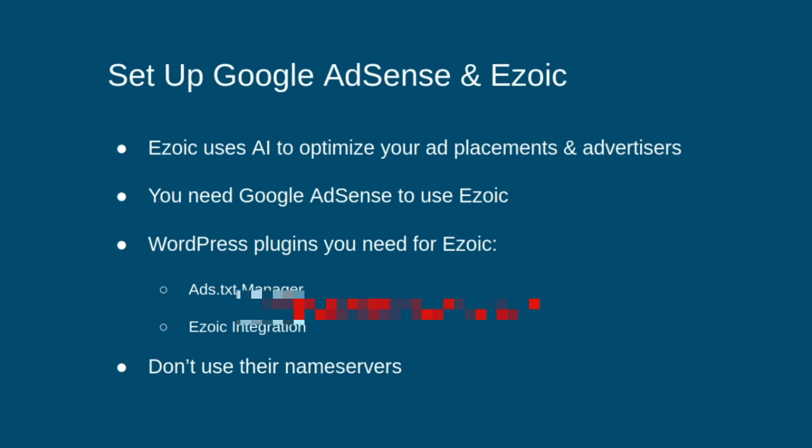Then you want to sign up with Ezoic and start integrating their software into your blog. They'll walk you through the entire process, thankfully. Their tech team is really supportive. But at a minimum, you'll need to install the following plugins: Ads Text Manager, which manages your ads text file on your site, and Ezoic integration, which connects you with Ezoic.